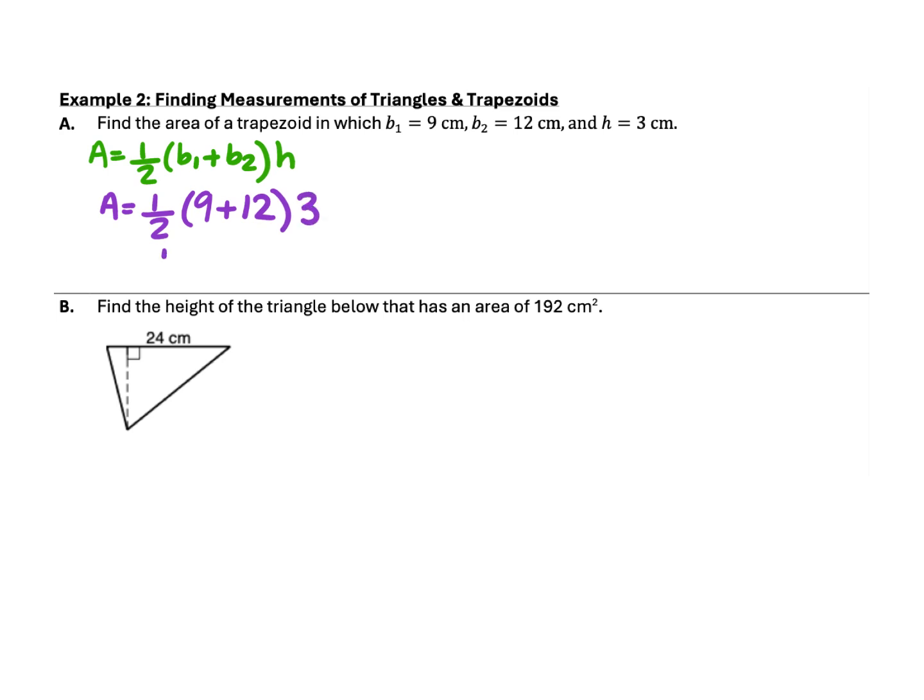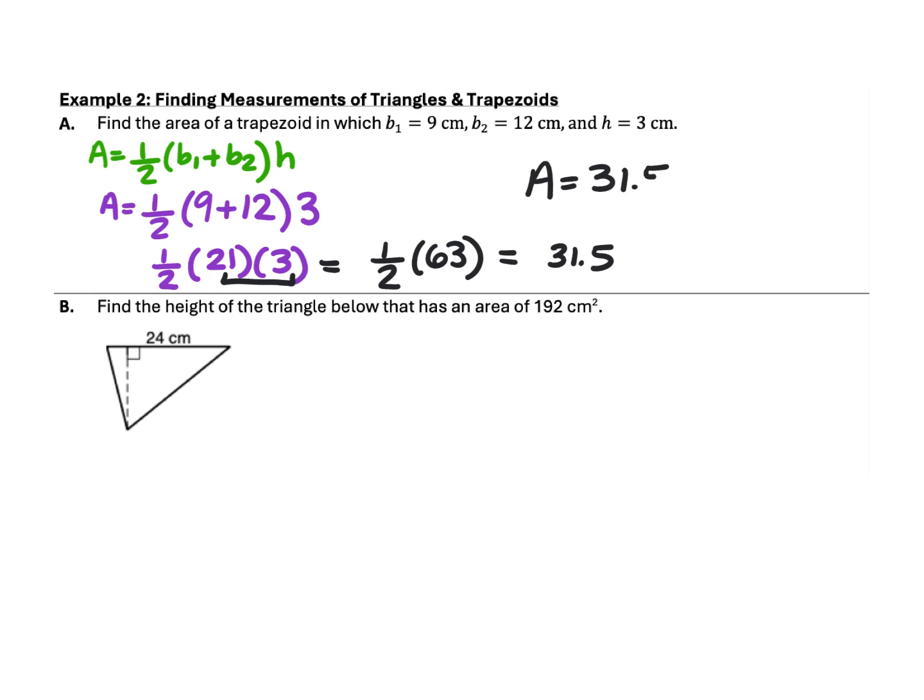So that means we need to take 1/2 times 21 times 3. And I'm going to just do these two first. 21 times 3 is 63. So I have 1/2 times 63, and that is equal to 31.5. So the area of our trapezoid would be 31.5 centimeters squared.